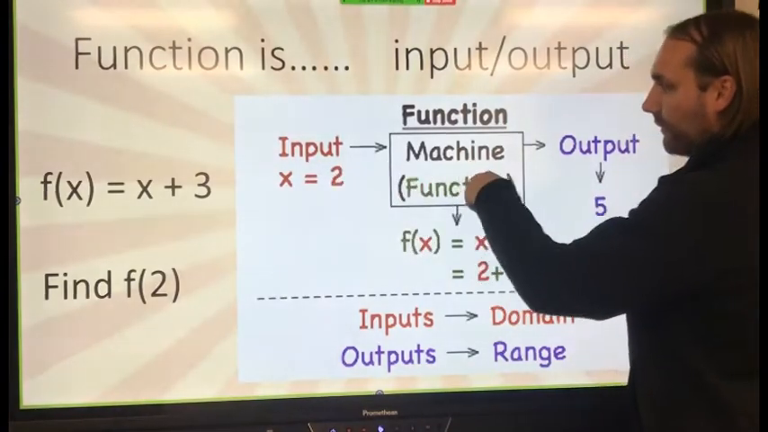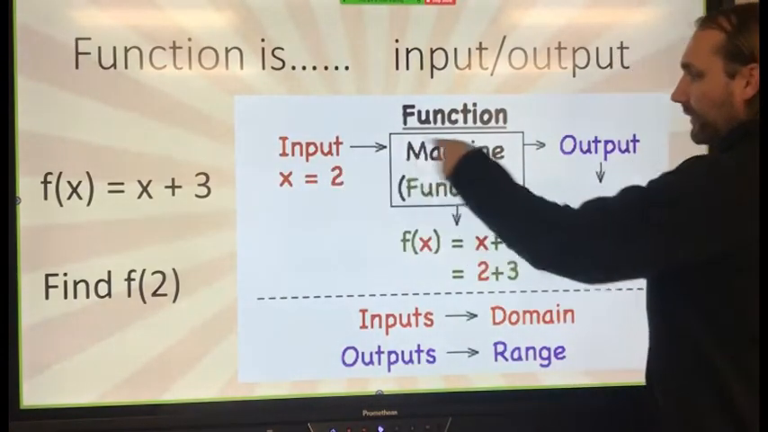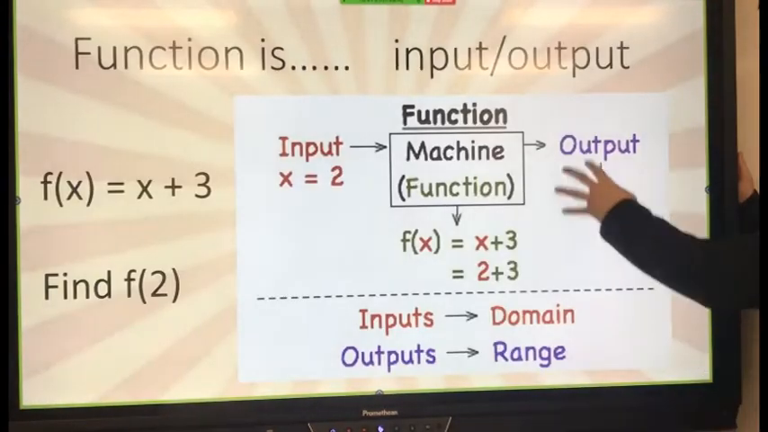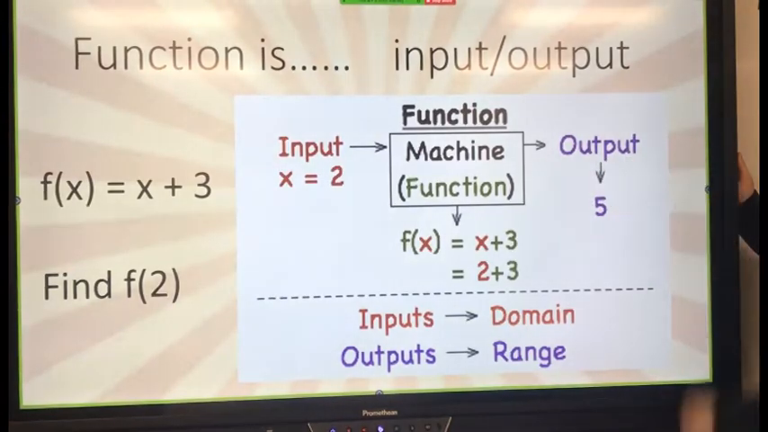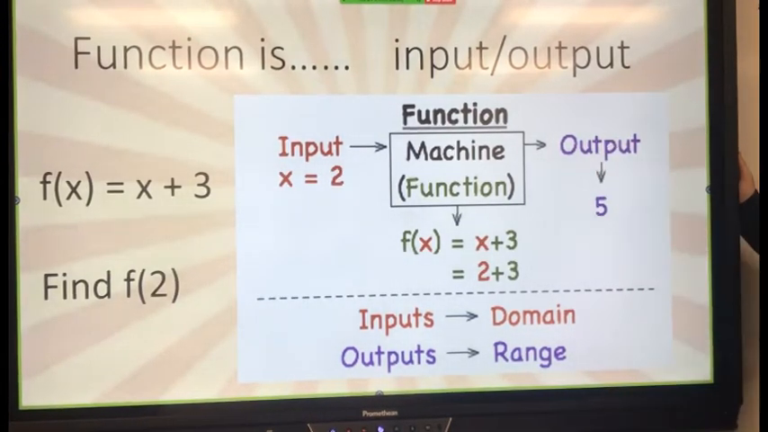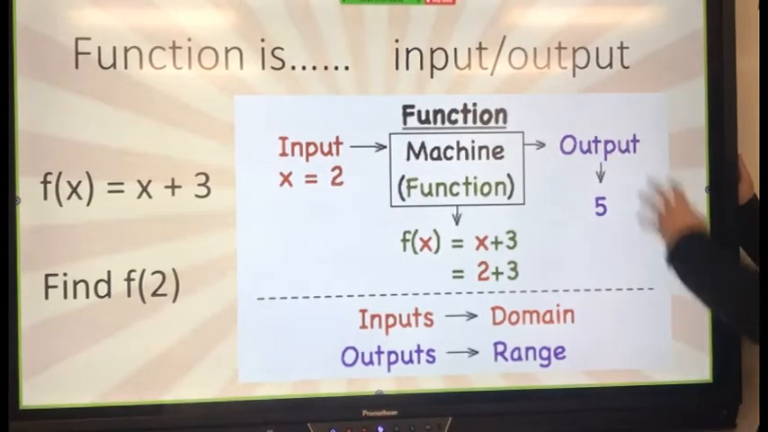So, like, if this was square root, a negative would break it. So only positive values would come into my function. And output is my range. What are my set of numbers that I can get out of that function? Could be all real numbers, or again, only positive numbers. Or there could be a number that breaks, like rational, so you can't have a zero in the denominator.